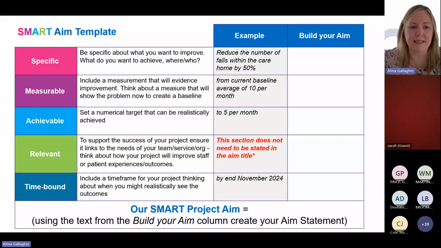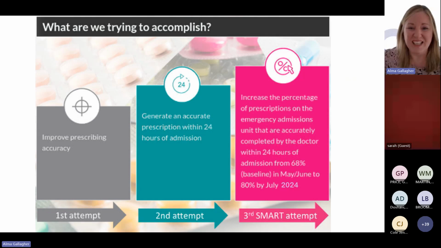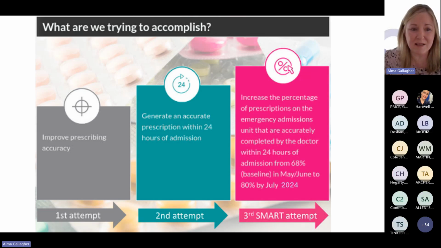Okay, but it's okay to get it wrong, because if we go back to Benner's novice to expert, it's okay to try. I think your first attempt might not be as specific as you might have wanted it to be, but you can continue to hone it and change it, and don't be afraid of getting it wrong.